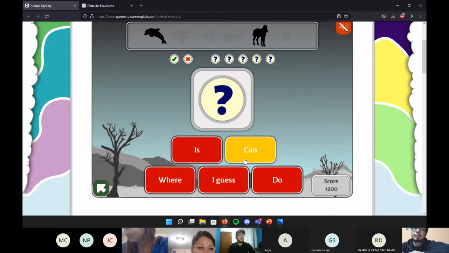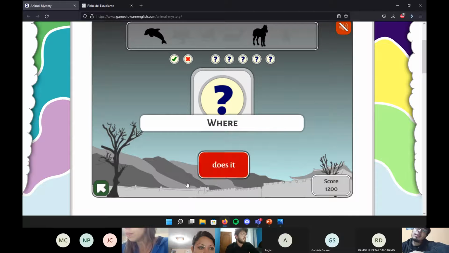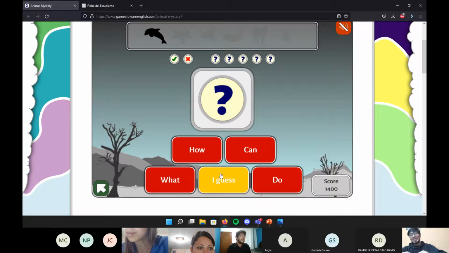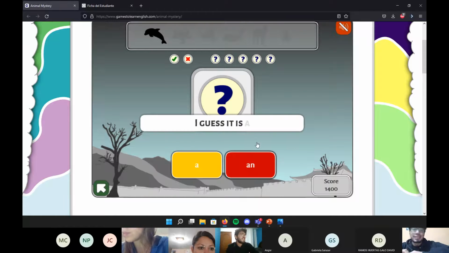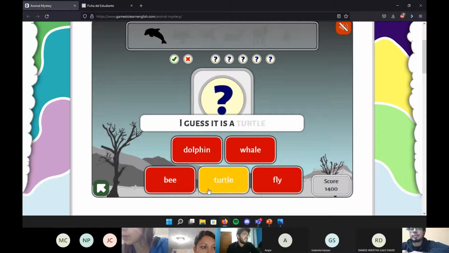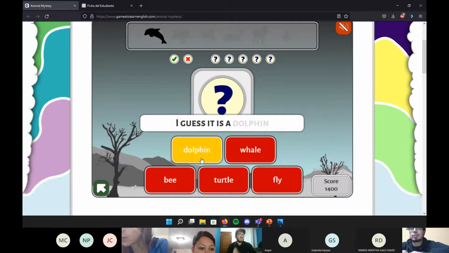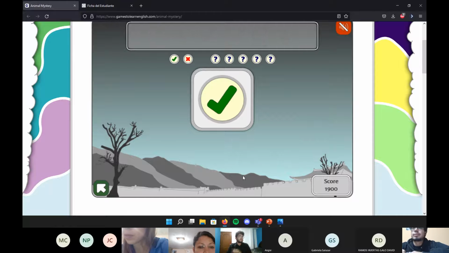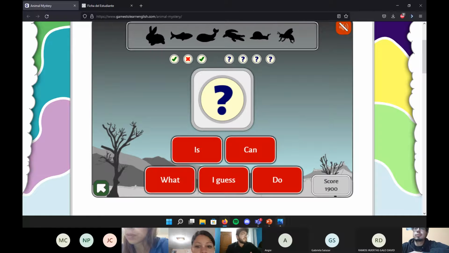Can we guess this animal? Where does it live? It lives in the water, okay? I can guess, it's a dolphin. In this, how can we put it? Only A or N? Okay, A. A dolphin. A dolphin. That's correct.